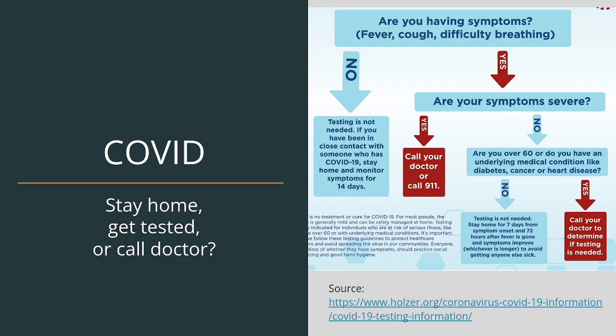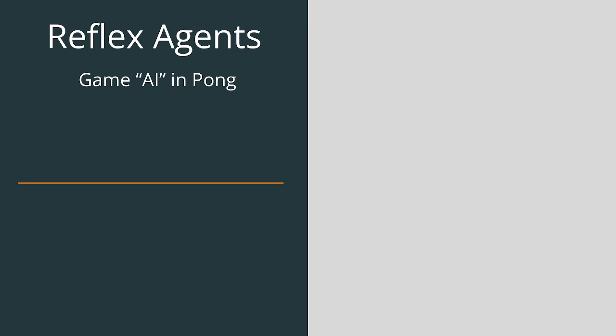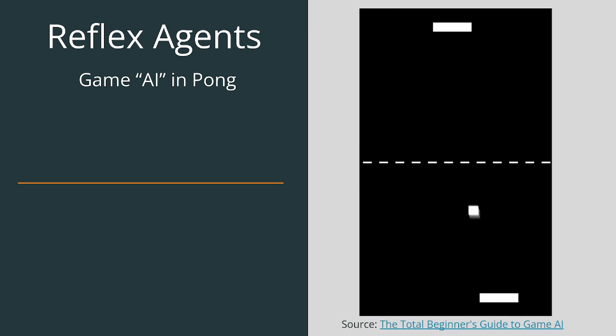Another example of a decision tree that we might represent. Some folks are interested in AI. I spoke to a few folks here. They said they wanted to get into game AI. So let's talk about Pong, right? How would we write a decision tree to represent a computer beating a player? Let's say the computer is on top and an actual player is on bottom. How would you write a decision tree to beat the player?